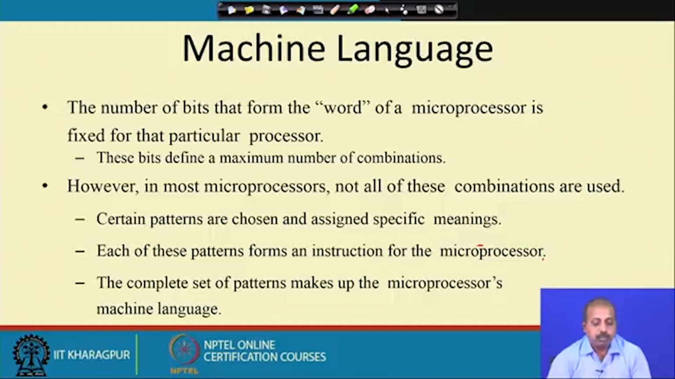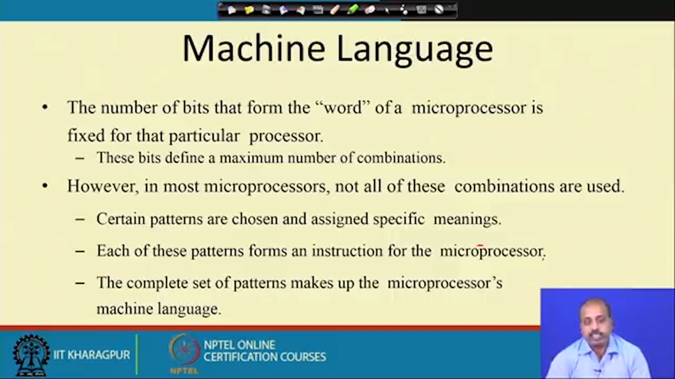So, I should be able to express my program in terms of those zeros and ones. This is actually the machine language program. The number of bits that form the word of a microprocessor is fixed for a particular processor. If the word size is, say, 8 bit, that tells me the maximum number of combinations I can have: 2 power 8 equal to 256. So, the processor can use at most 256 different meanings of the word that is fetched from the memory, so I can have 256 different instructions for this processor.